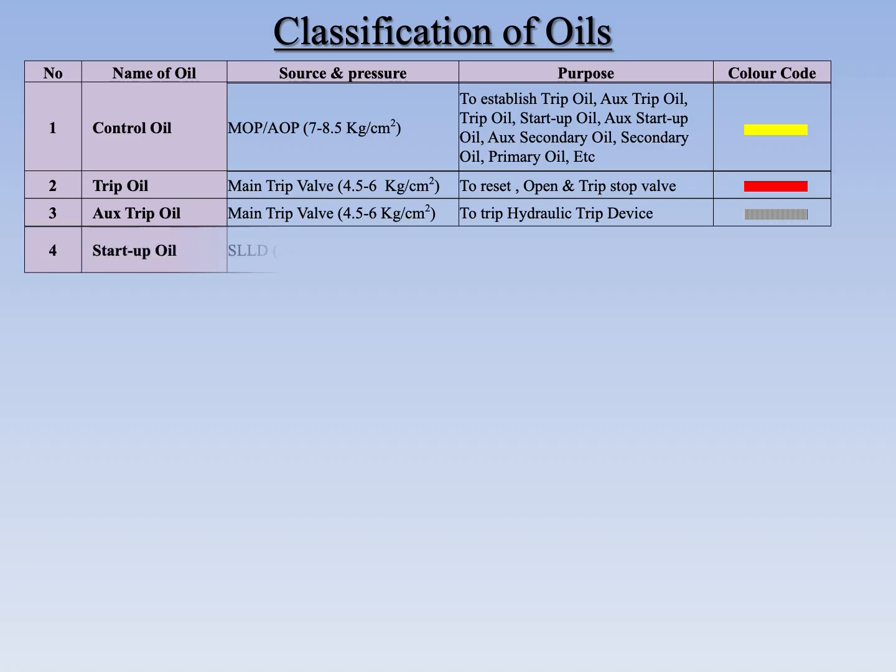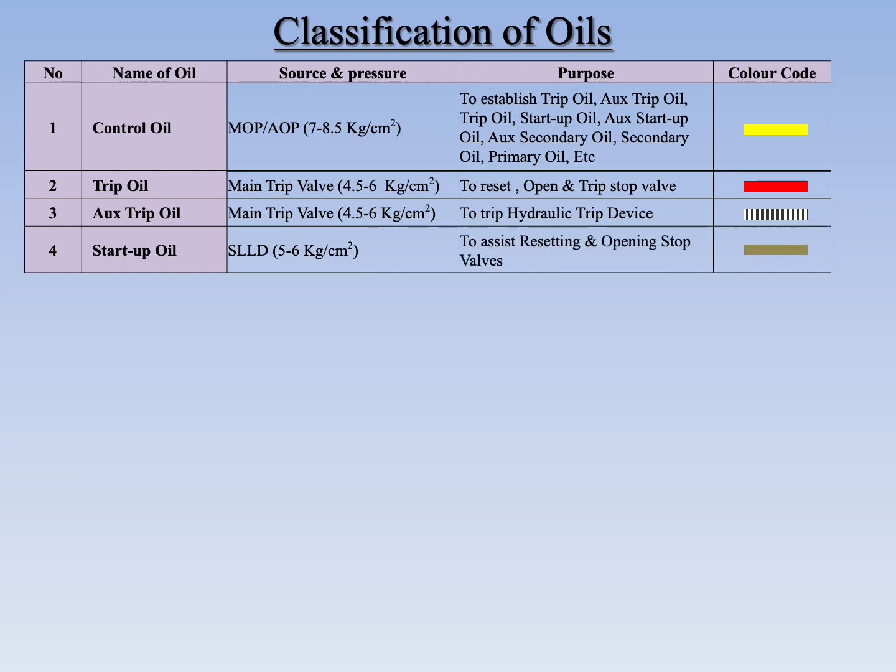4. Startup oil. Source is starting and load limiting device, SLLD. Pressure is 5 to 6 kg/cm2. Purpose is to assist resetting and opening the stop valves. Color code is brown.